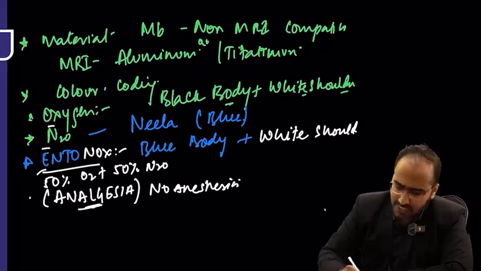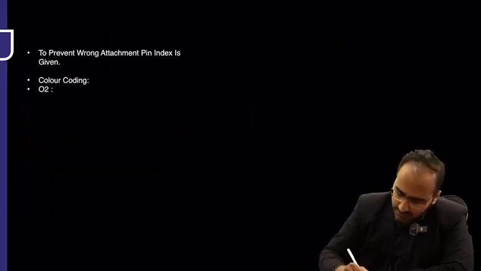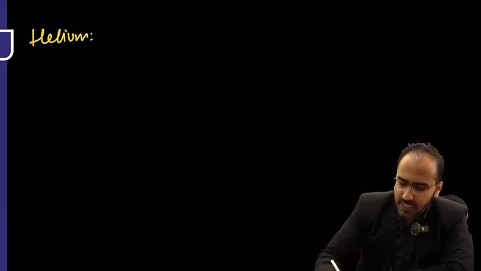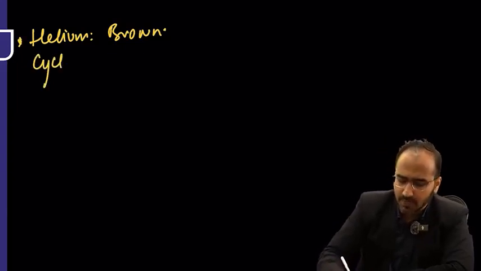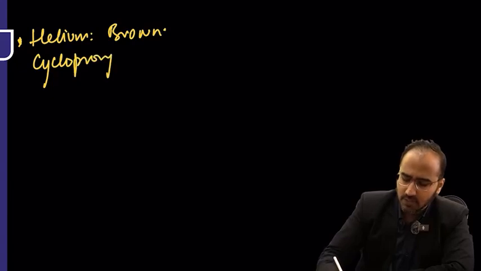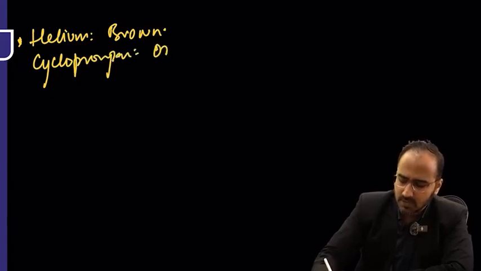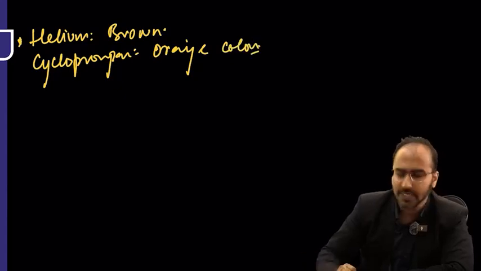Apart from that, what are the other gases that we need to remember? Helium. What is the color coding for the helium cylinder? Helium cylinder is brown color. Cyclopropane is there, which is orange color.